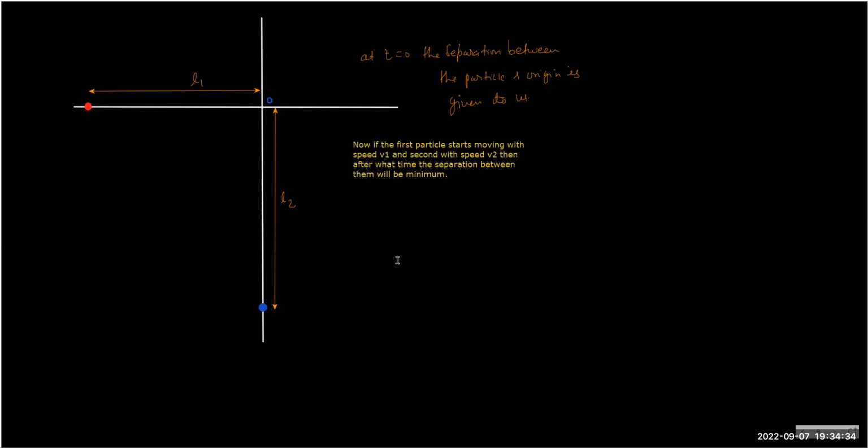Okay. So the question is, you can read the question. If the first particle starts moving with a speed v1 and the second with speed v2, then after what time will the separation between them be minimal? Right now you can see this is the separation. That's called D. Better I'll choose Z.